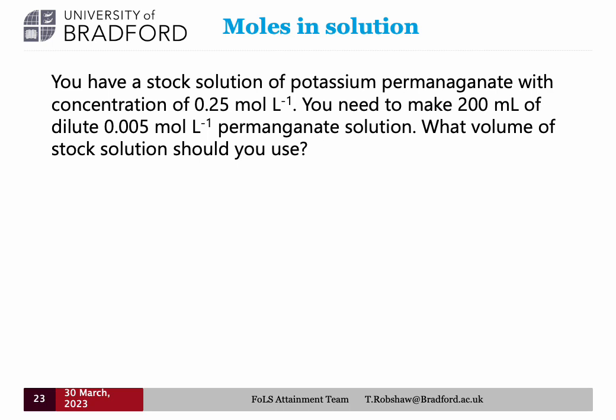Here's a practice problem. So you have a stock solution of potassium permanganate with a concentration of 0.25 moles per litre. You need to make 200 millilitres of more dilute 0.005 moles per litre permanganate solution. So what volume of stock solution do you use? You can pause the video now and have a go at working this out if you feel confident enough.